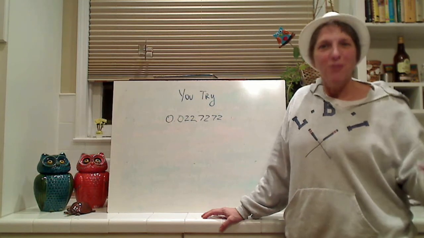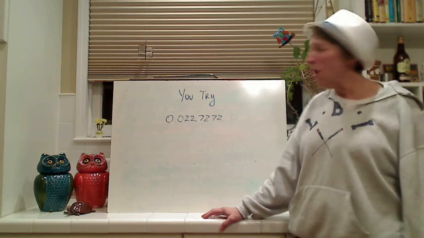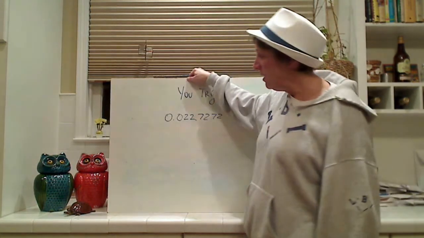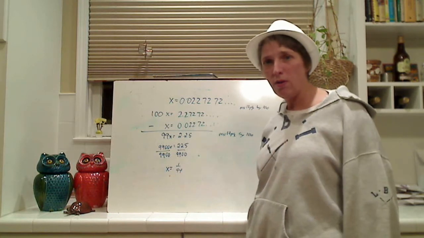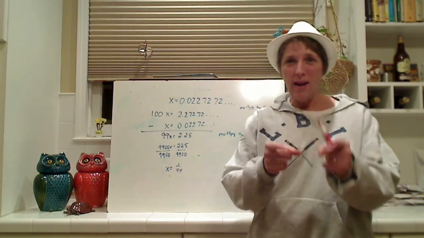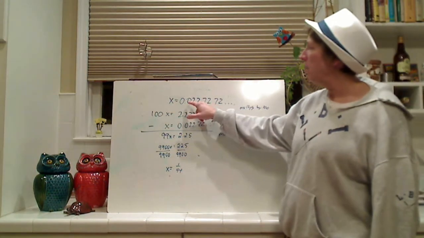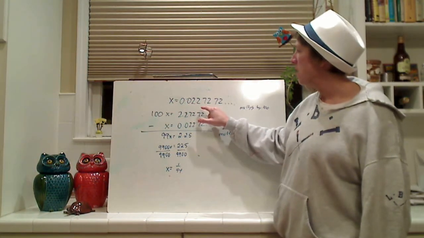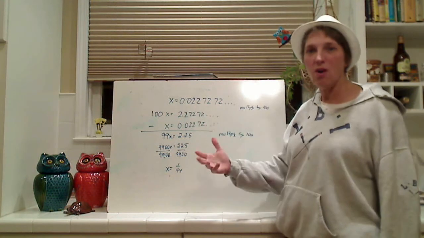Turn the video back on and check the work. Okay. Welcome back. Let's see how you did. Did you get x equals 1/44? Great. If you didn't, check your steps. This one's tricky because our repeating decimal is 2727, and we have a 02 before that starts.